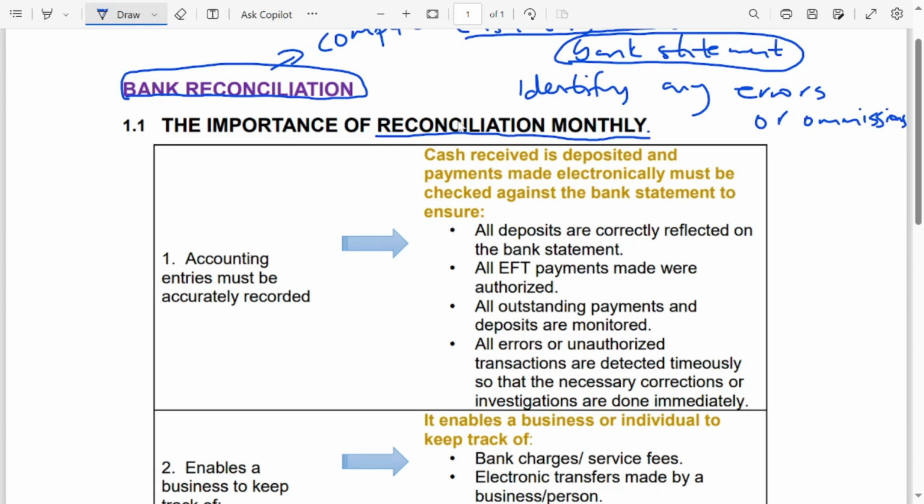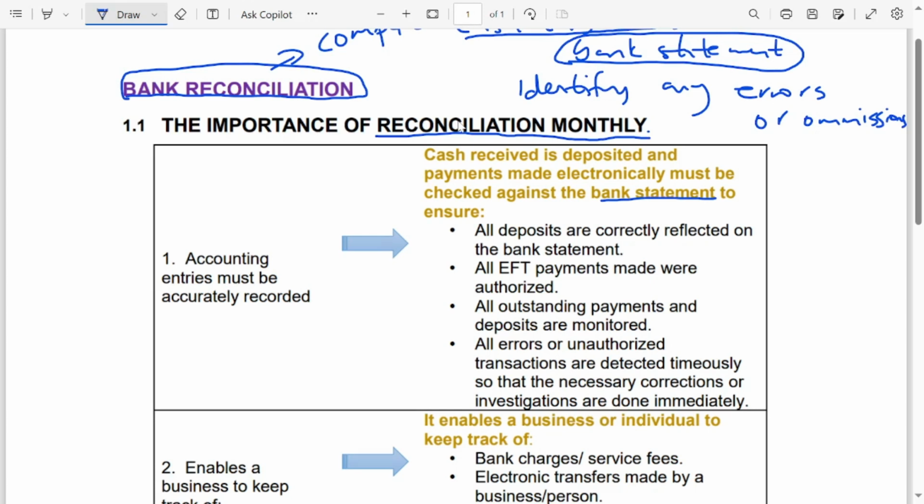Now let's look at this one. Accounting entries must be accurately recorded. Cash received and deposited, and payments made electronically, must be checked against the bank statement. Meaning that if we receive the money, then we have recorded it, we must check it against the bank statement.